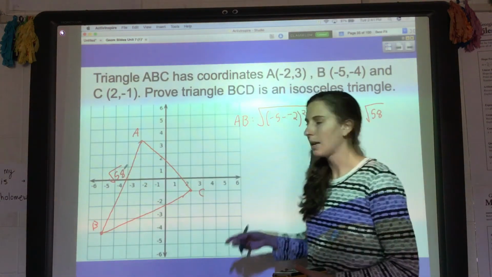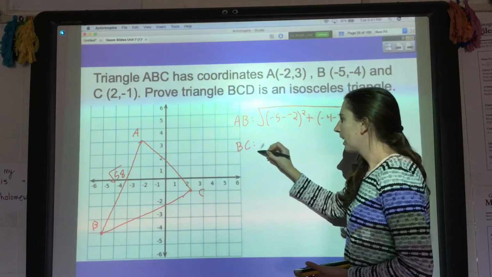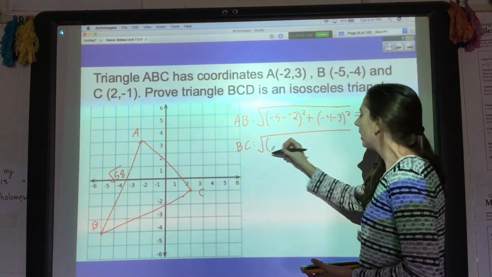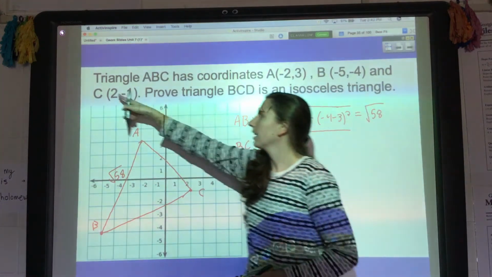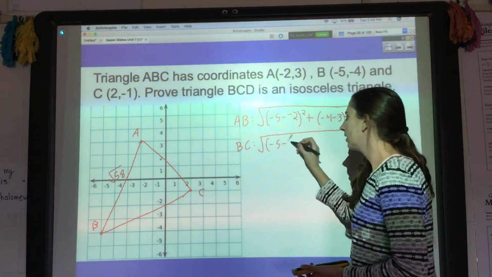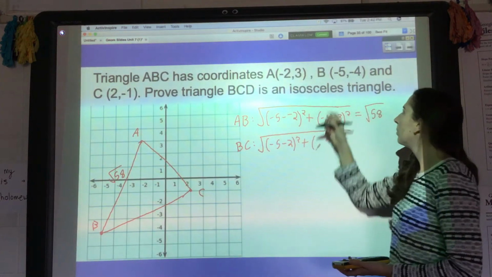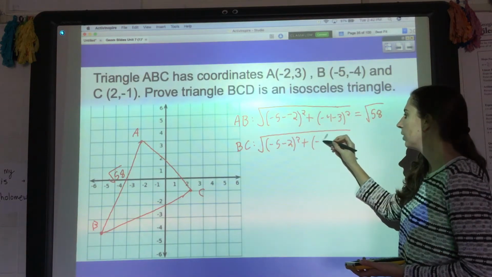Let's see if this one's the same. So again, I'm just going to do the distance formula for BC. So do x minus x, -5 minus 2 squared, and then y minus y, -4 minus -1.